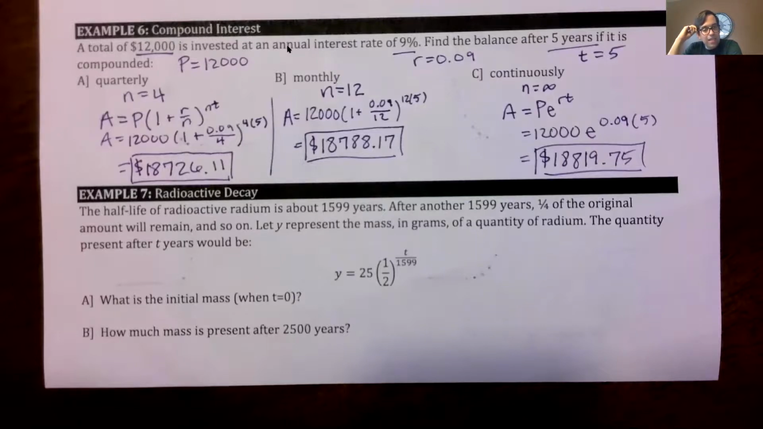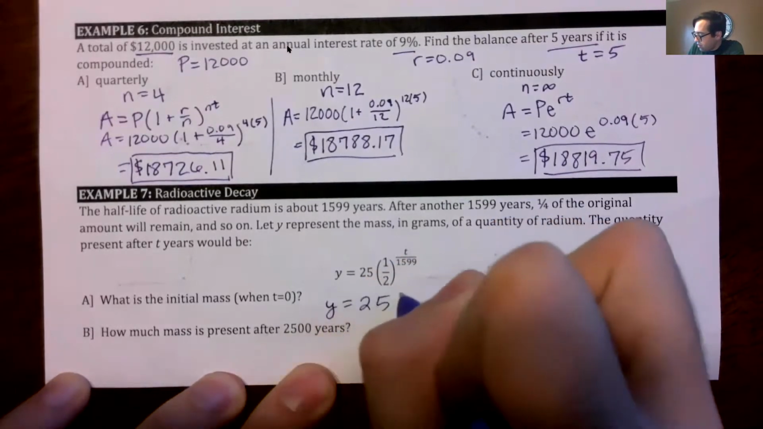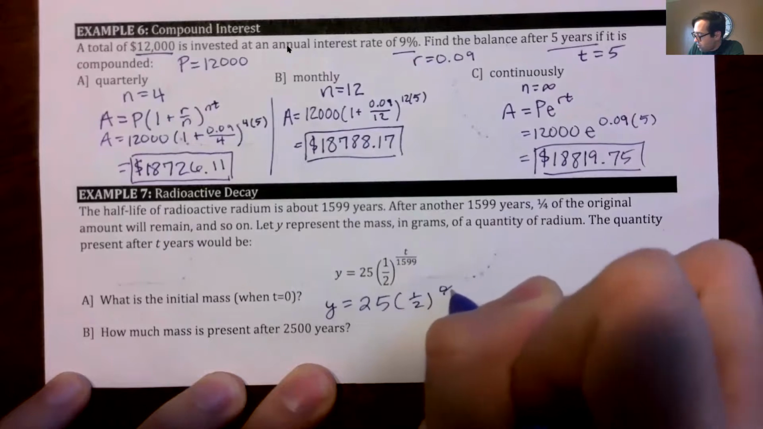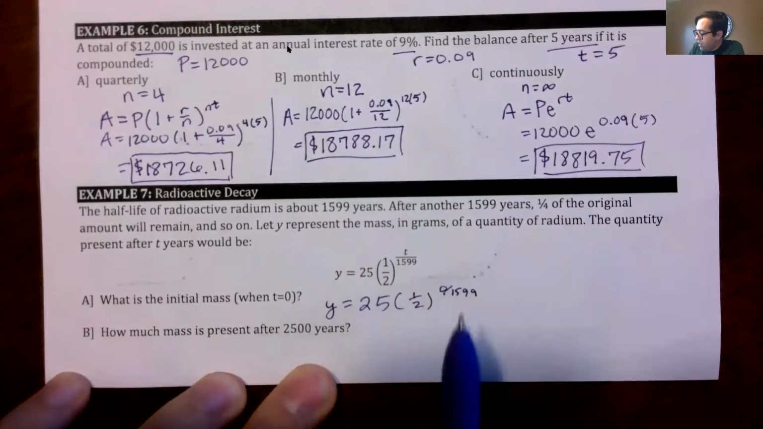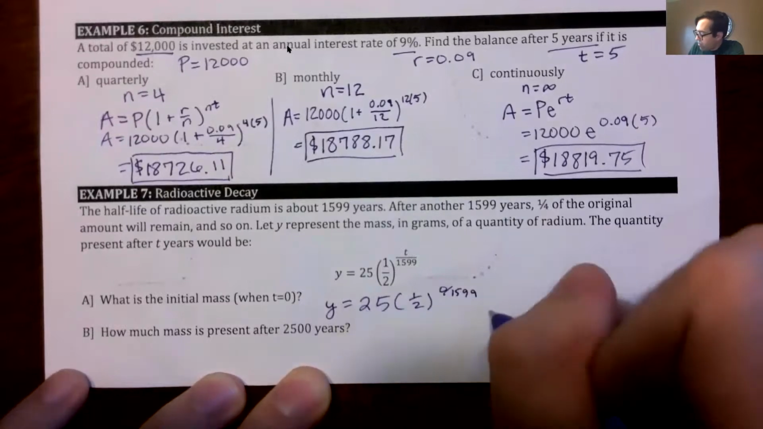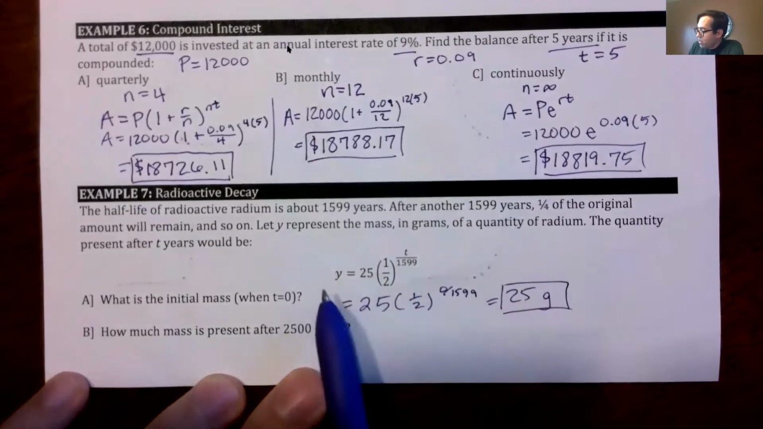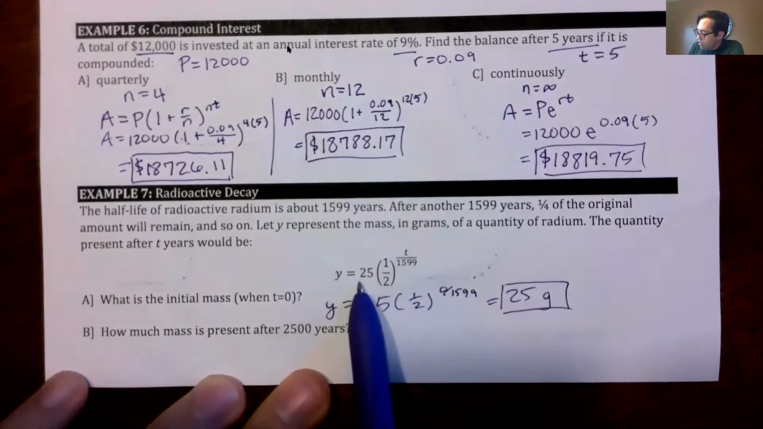Letter A, what is the initial mass when t equals 0? Well, y is the mass. So what we need to do here is plug in 0 for t. And so this is going to be 1/2 to the 0 power, which is 1, times 25 is going to give us 25 grams.